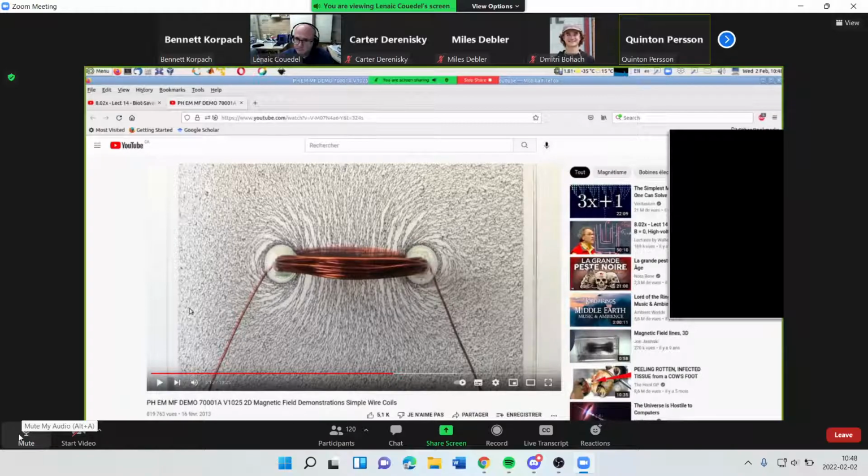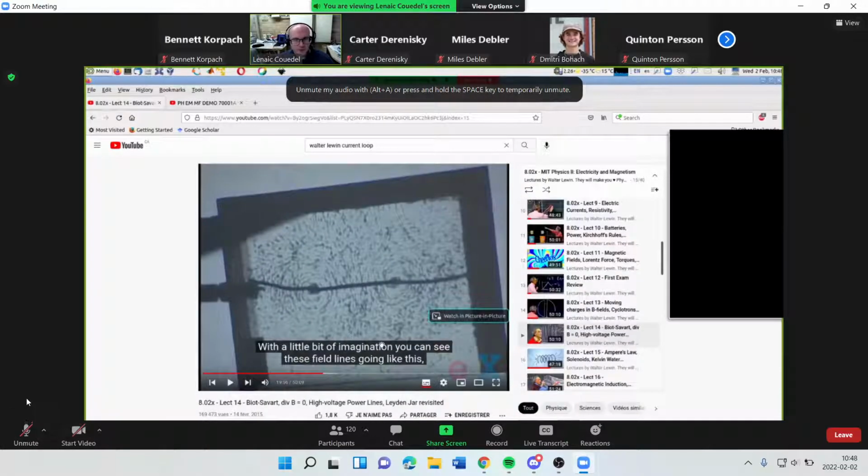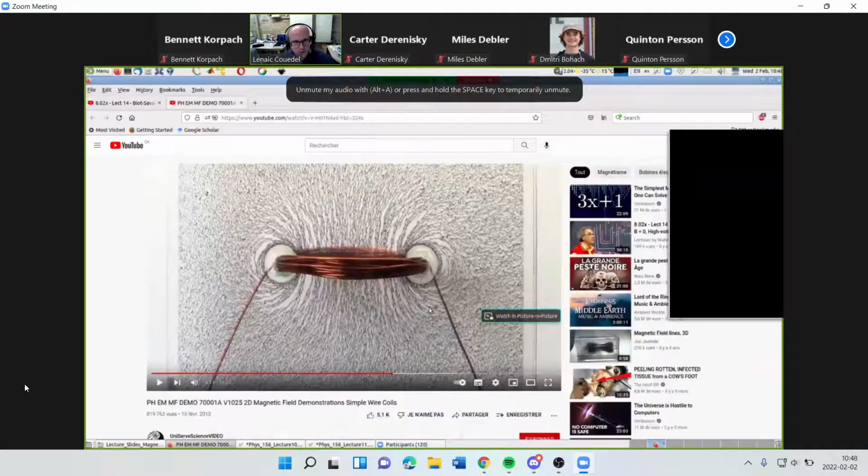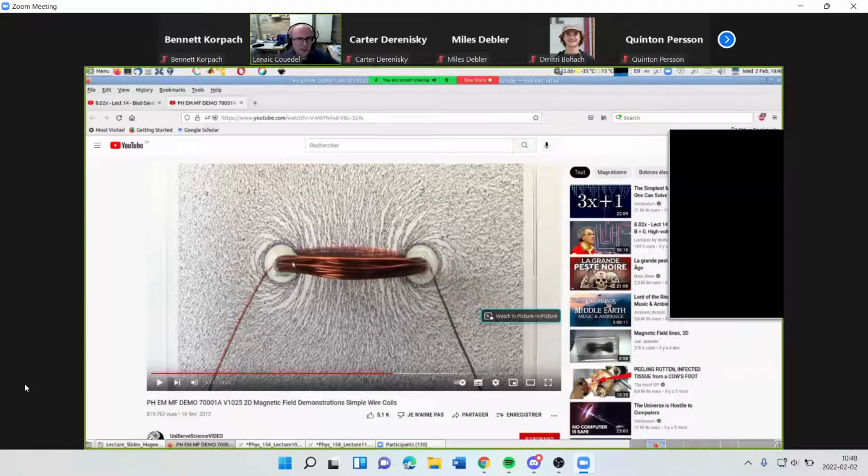More current, I guess, because there's more turns, right? Yes, so that's the turn number that is very important. So in the first demo by Professor Lewis, there's only one turn, and the current is about 100 amps. For this demo, the current is equivalent, about 100 amps as well. But the main difference is here you have 15 turns. So the loops add up their effect, okay? So you have 15 times the magnetic field. So that's where the N is coming from in the formula sheet.